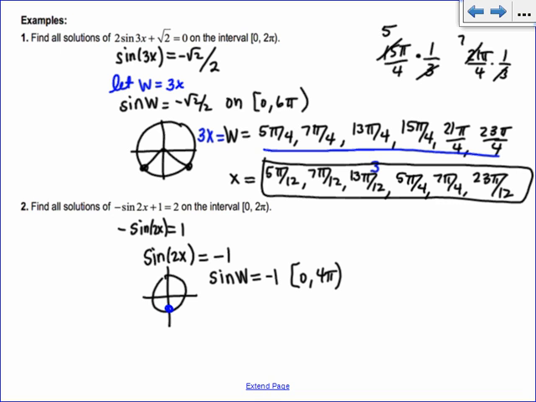So the first answer is going to be 3 pi over 2. So if I do one rotation around from there, if I add another 2 pi, I'm adding 4 pi over 2, so I'm going to have 7 pi over 2. Oh, whoops, not pi over 2, 3 pi over 2. Thank you.